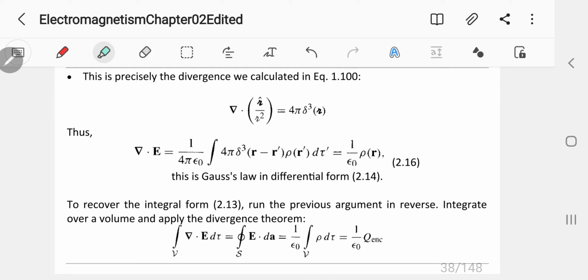So again, if you integrate this part with respect to the volume d tau here, it will again give you the total charge enclosed divided by epsilon sub O, because this one and this one are equal, and this one is of course equal to that, and then you will have this one.